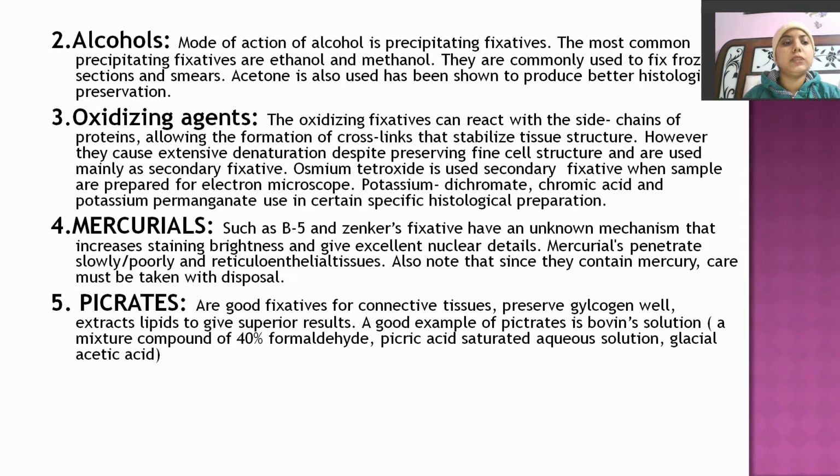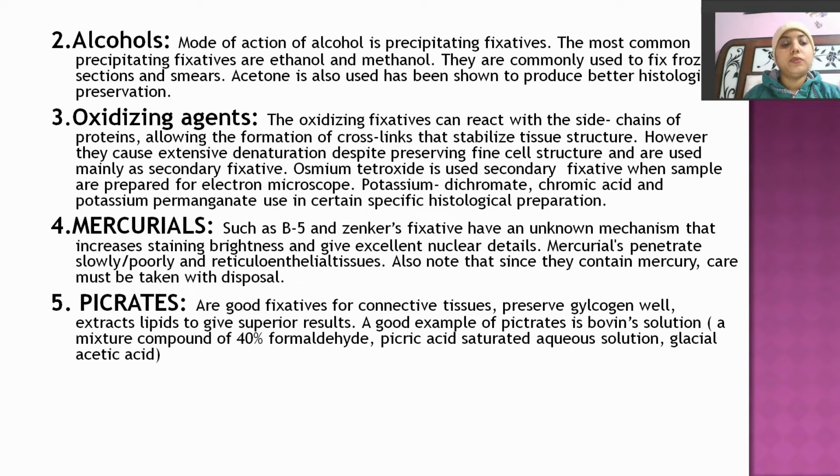The fourth one is mercurials, such as B5 and Zenker's fixative, which have an unknown mechanism that increases staining brightness and gives excellent nuclear details. Mercurials penetrate slowly and poorly, and are suitable for reticuloendothelial tissues. Also note that since they contain mercury, care must be taken with disposal.